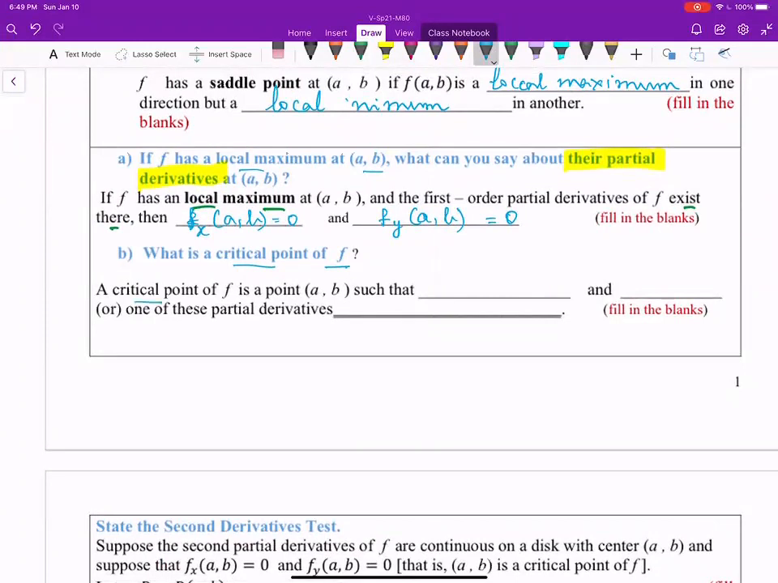A critical point of f is a point (a, b) such that the first partial derivative with respect to x at (a, b) equals 0 and the partial derivative with respect to y at (a, b) is also equal to 0, or one of these partial derivatives does not exist.